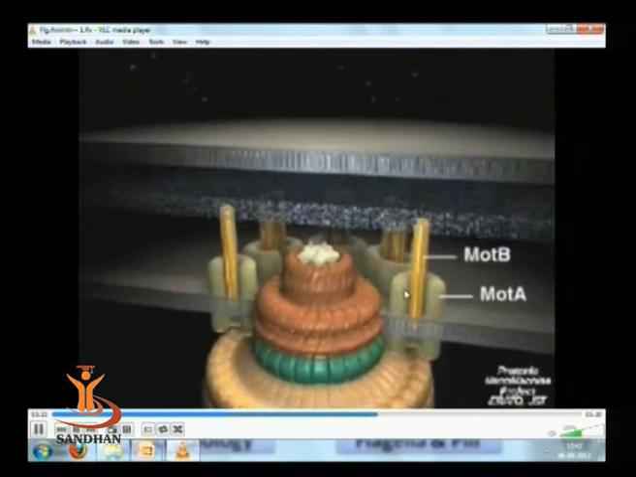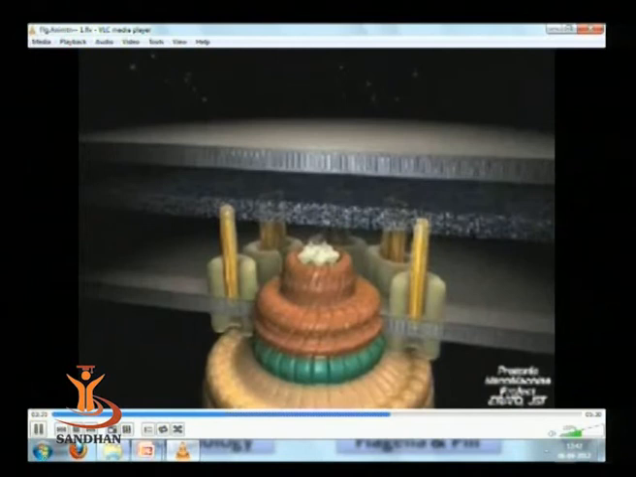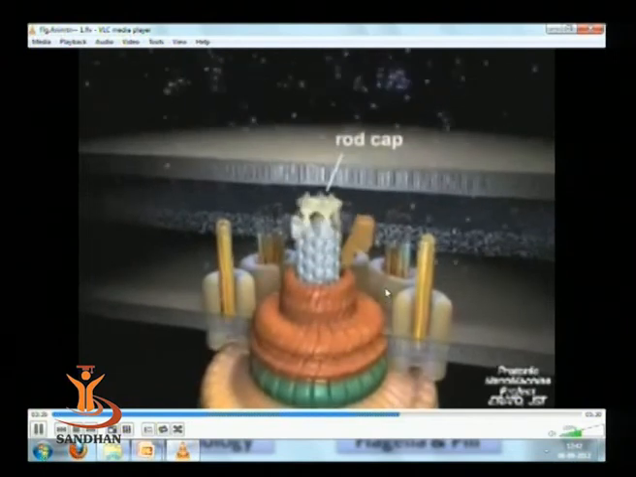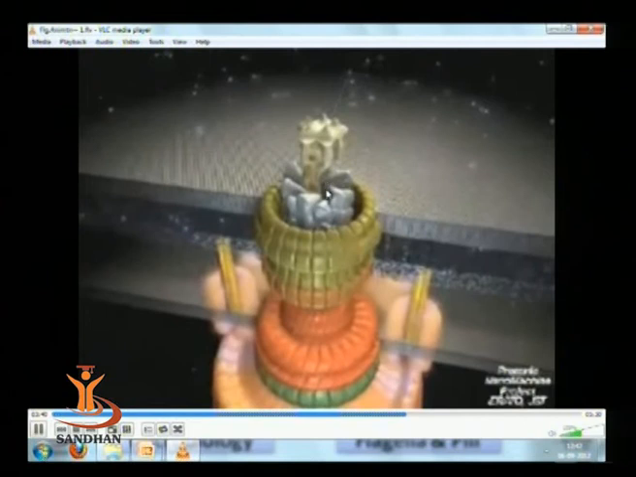There are certain structures to which we have not made a reference, for the obvious reason that we have prepared this particular presentation for the students of undergraduate, where all these details are not necessary. Now look, the rod, the central rod is being synthesized. In the process, it has been surrounded by those discs, the L and the P rings, so that the rod structure is given the mechanical strength.